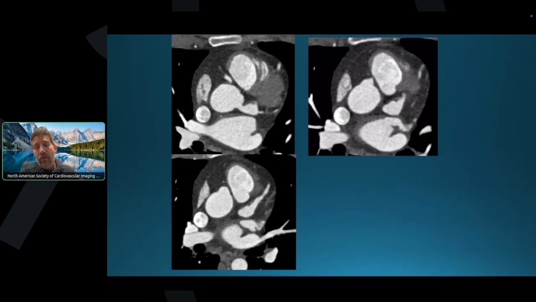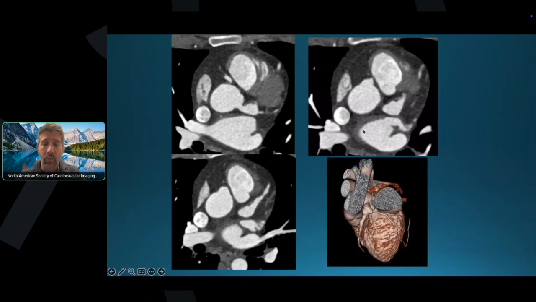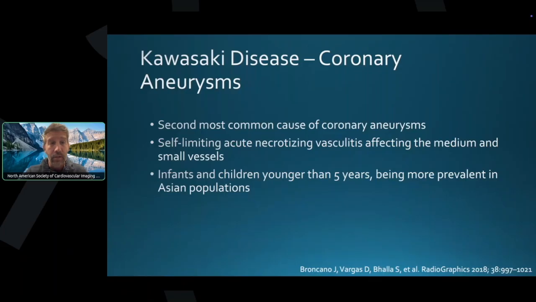The most common cause of aneurysm in the coronary arteries is atherosclerotic disease, and you'll see aneurysmal vessels in the elderly population with just atherosclerosis. But at a younger age, the second most common cause of aneurysms is vasculitis, and of those, Kawasaki disease is the number one. Here's a reformatted image where you see the aneurysm in the left main and aneurysmal LAD. So this was Kawasaki disease.